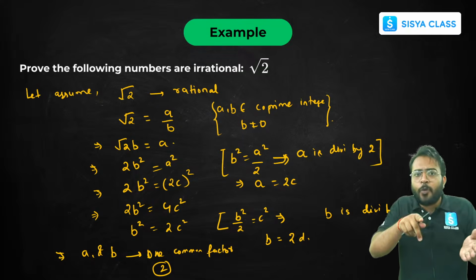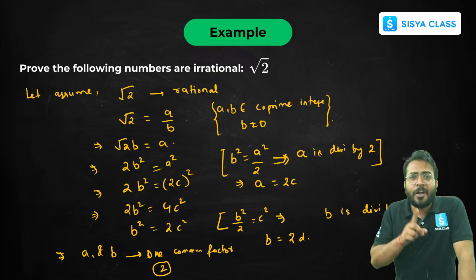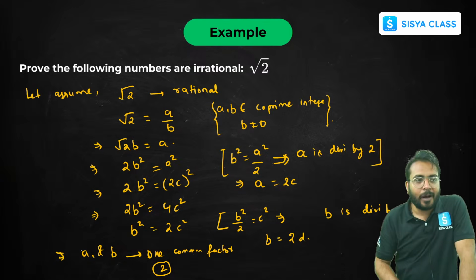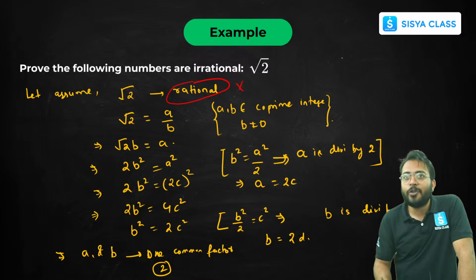Whatever we have assumed, it got contradictory, right. And why did it get contradictory? Why is our assumption wrong? Understood my point? Okay, things got contradictory. Why? Because we have assumed wrong. Whatever we have assumed, that is wrong. It is not rational. It has to be irrational.